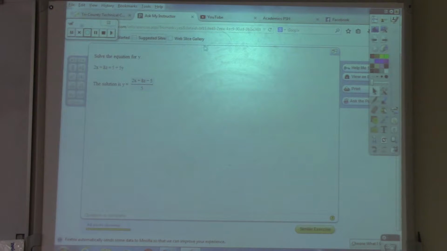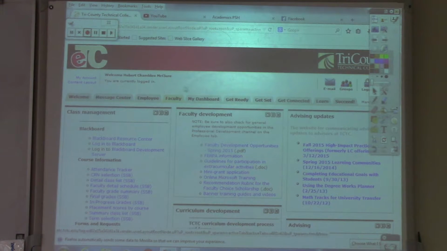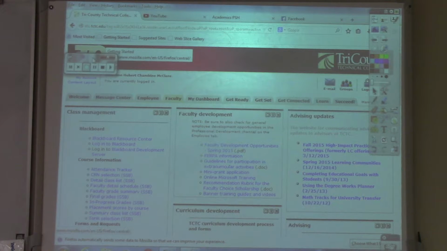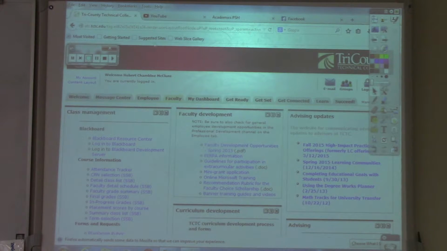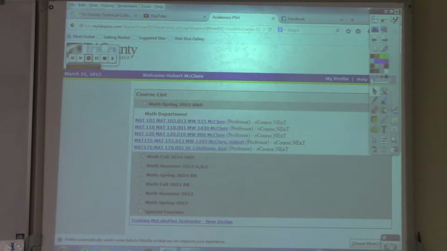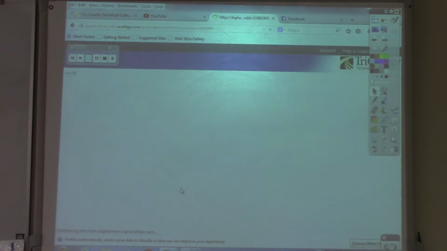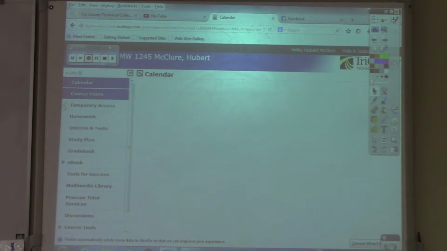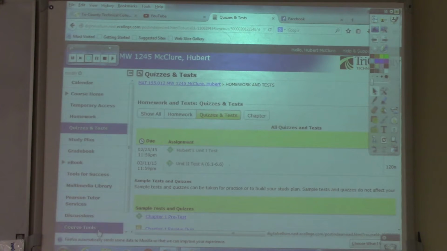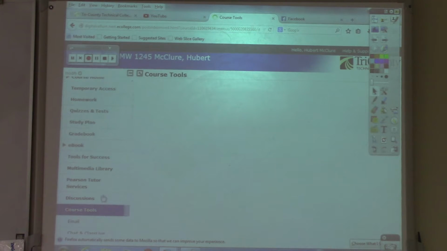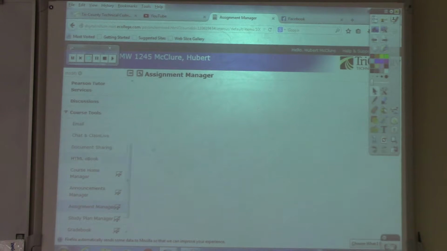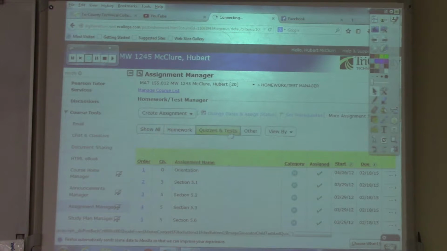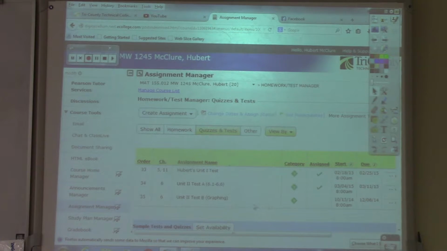So that's all the questions we got on the homework. Let me go and pull a couple of questions that you might see on the test. So let's go to our handy dandy Math 155. Now let's just pull the test up. Let me go to my quizzes and tests, that way we can pull it up. Assignments. Okay, your graphing section.